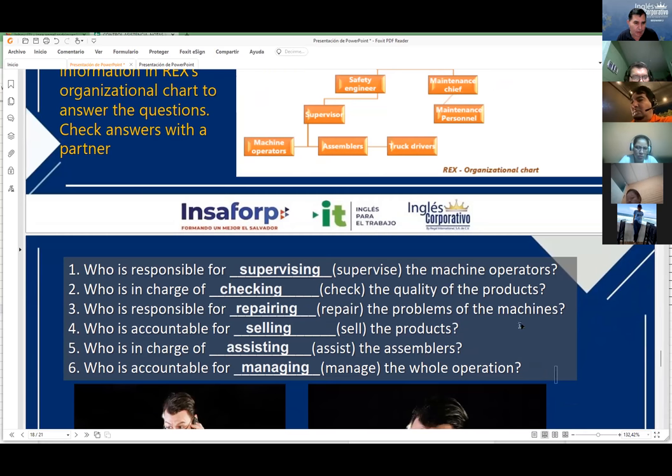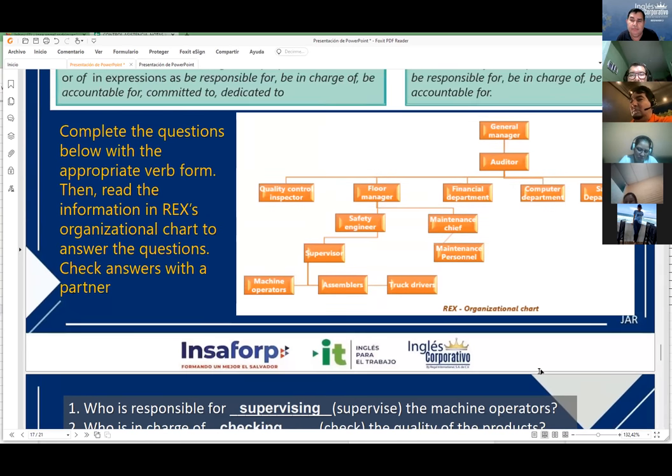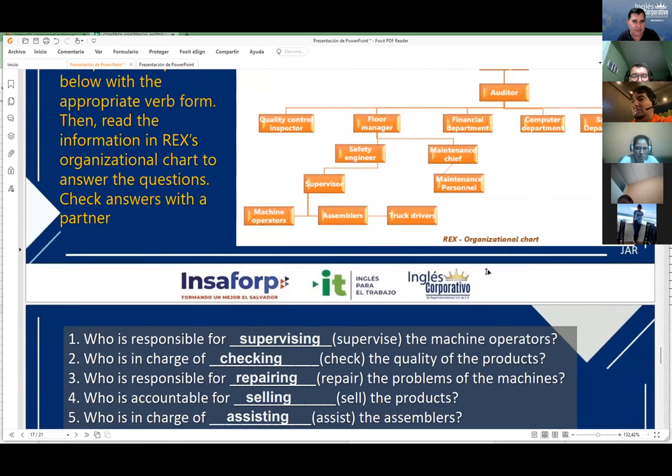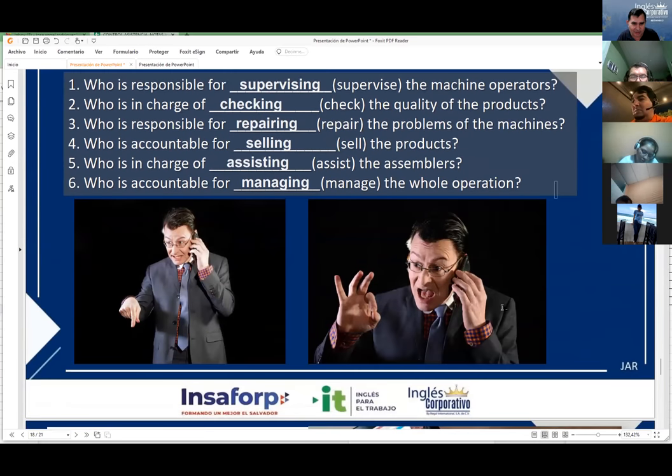Okay. Who is accountable for managing the whole operation? Like whole, teacher whole, class whole, todo. The whole operation. Toda la operación. General manager. The general manager. Okay, excellent. Continue.